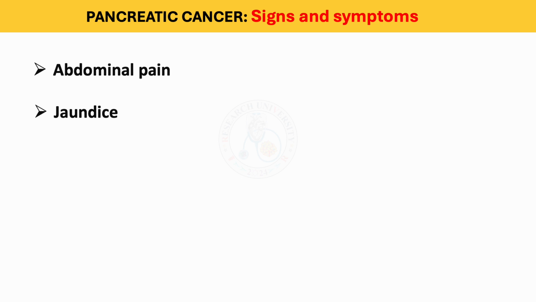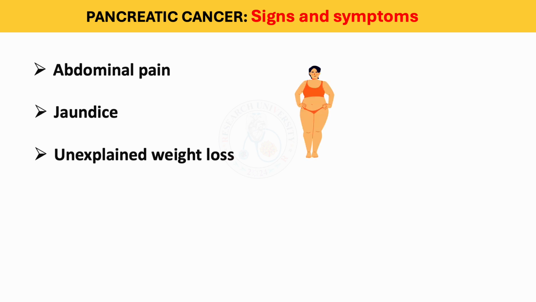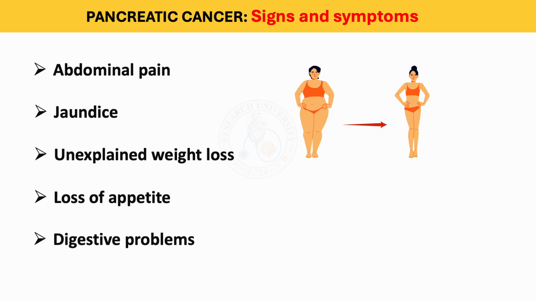Other signs and symptoms are unexpected weight loss, loss of appetite, and digestive problems. Let's look into the unexpected weight loss. It is a significant and unintended weight loss despite normal eating habits, happening due to the cancer's impact on the metabolism. Loss of appetite is a decreased desire to eat, accompanied by nausea and vomiting, which can contribute to the weight loss. And the final one is digestive problems, such as diarrhea, oily stools, or changes in the bowel habits, resulting from inadequate pancreatic enzyme production affecting the digestion.